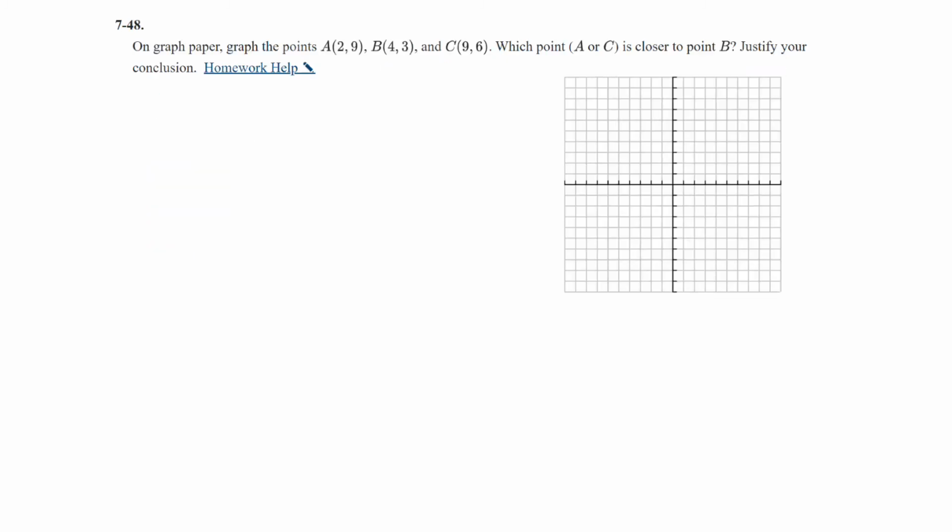Question 48. On graph paper, graph the points A, B, C, and then which point, A or C, is closer to B? So I went ahead and plotted the points, and if we want to figure out which point is closer, we could potentially just measure and see. By the naked eye looking at it, to me, it looks like C is closer to B, but to make sure, we want to justify our conclusion here, we just want to find the distance between each of these points.